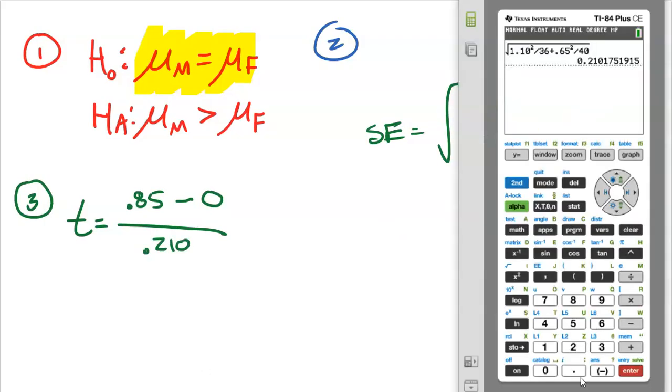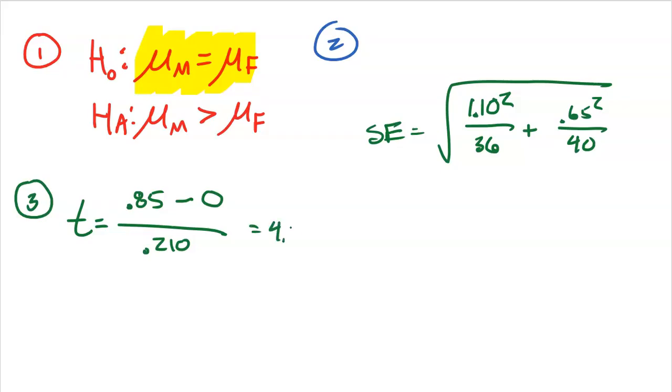So now my t-score is going to be 0.85 minus 0.210. Oh my gosh, hold on. I'm trying to go too fast because I don't want this video to be too long and get you guys mad. Maybe I should just take my time. 0.85 minus 0, that's the numerator, which I guess I didn't really have to do, divided by the standard error of 0.210, and I get 4.048. So now for my p-value.